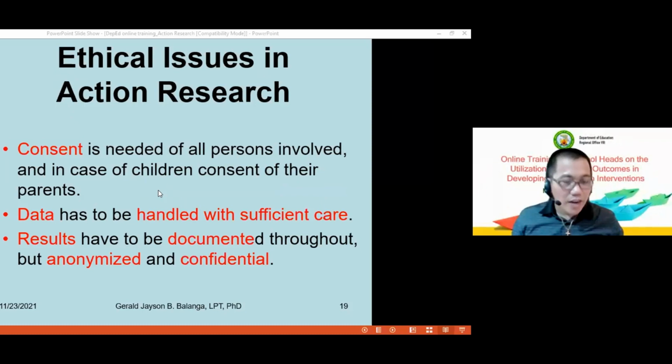So if you're going to write up, don't say that Peter is a struggling reader, his score is 1/50. So you have to protect the identity of the participant. So it should remain confidential. That's an important ethical issue.